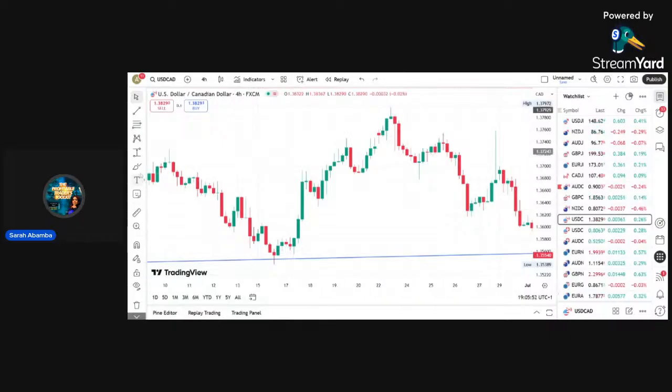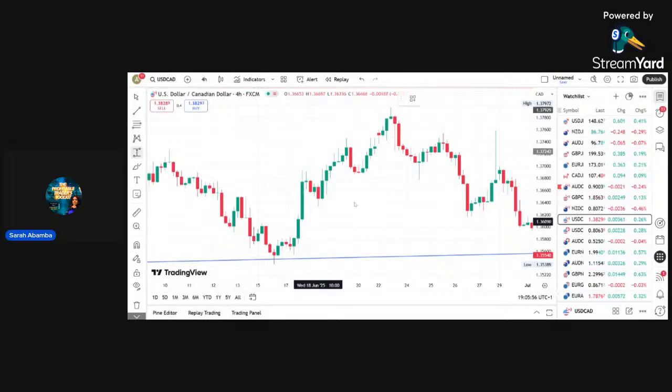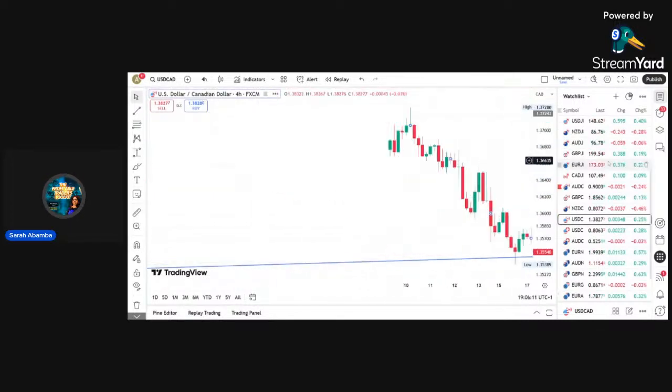So if we do a pip count here, let me use a price range to do a pip count. This is 190 pips. 190 pips is $1,900 for a standard lot size. So you see how it is. Let's look for another example.